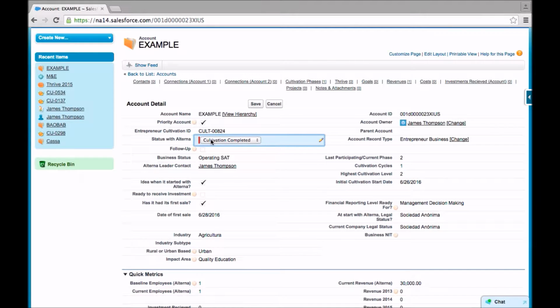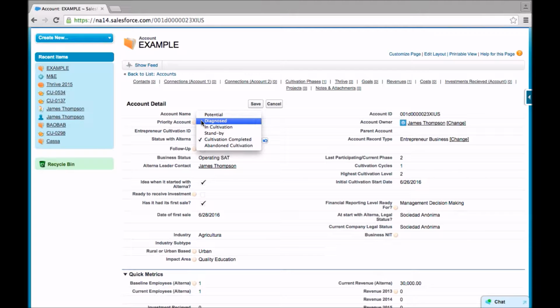Now we go to status with Alterna. Essentially, this is a way for us to see what the business's current status with us is. So we have potential, diagnosed, in cultivation, standby, cultivation completed, and abandoned cultivation. They're pretty straightforward. Okay, potential is if they're just an idea. They're a business that we could work with, but we haven't talked about anything formally.